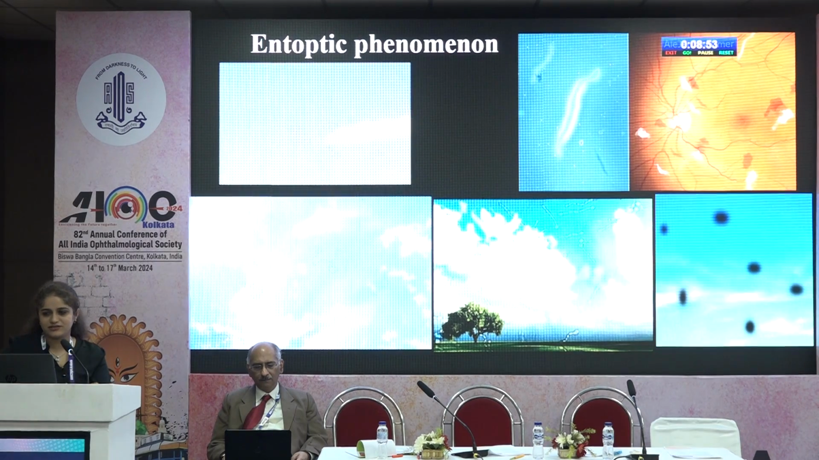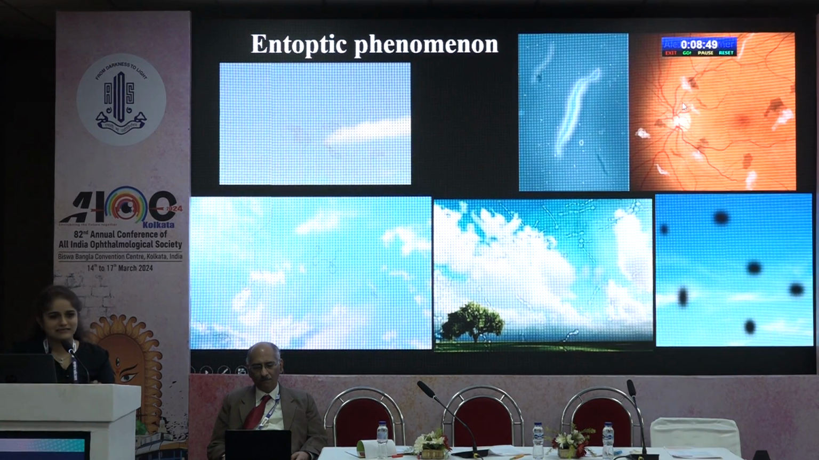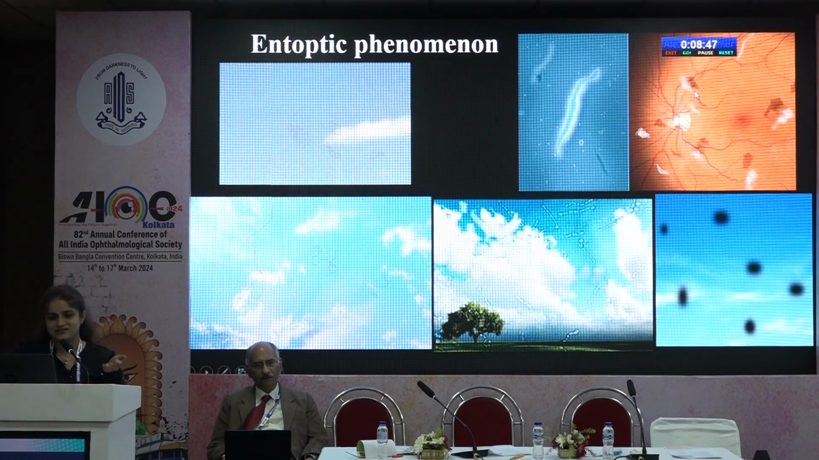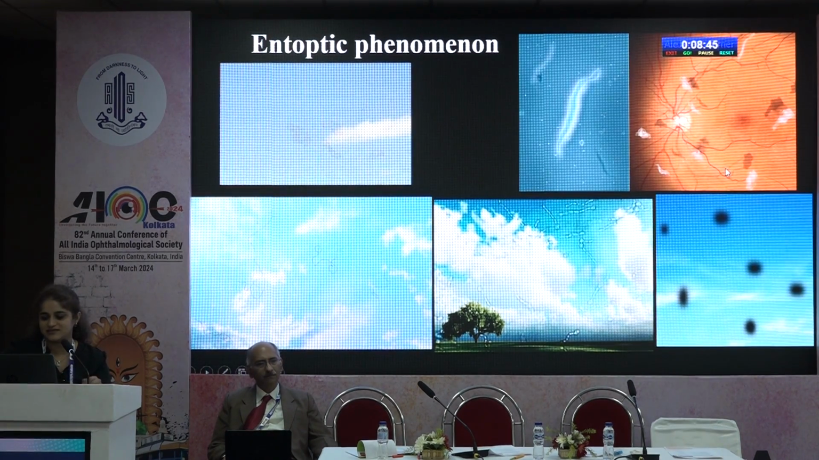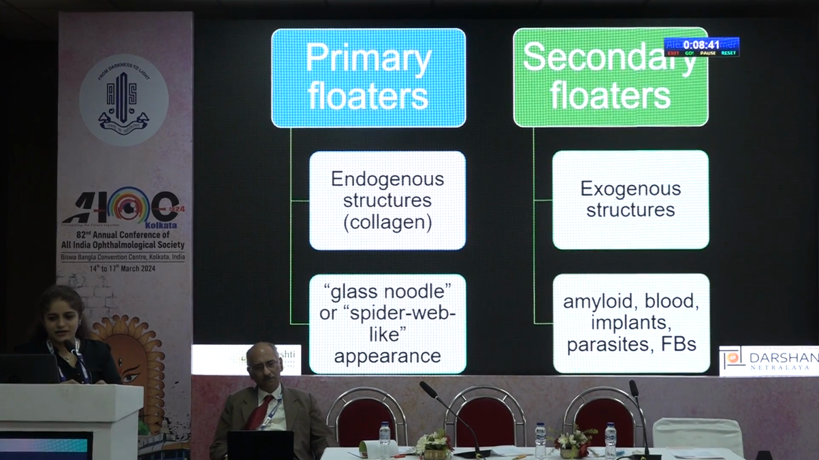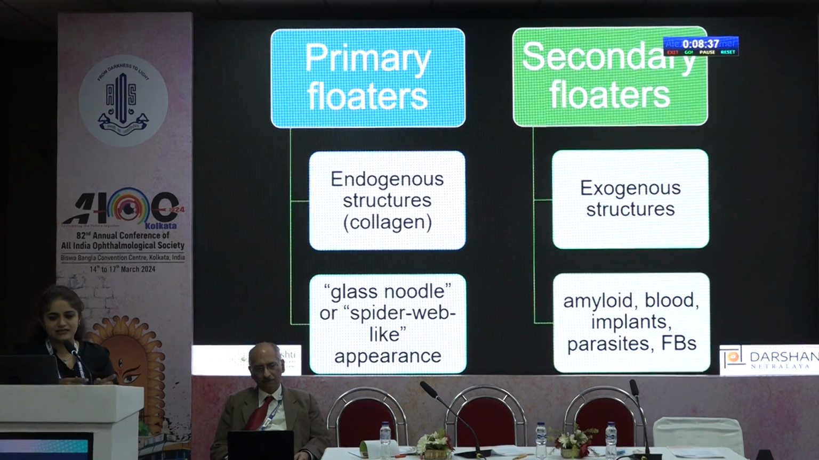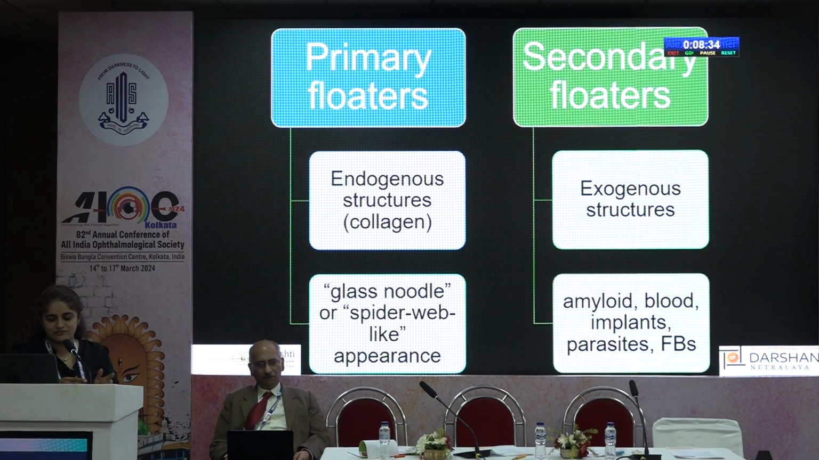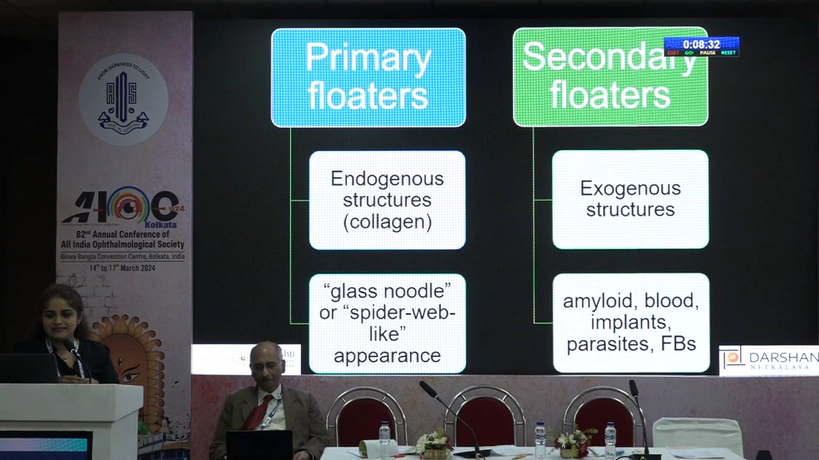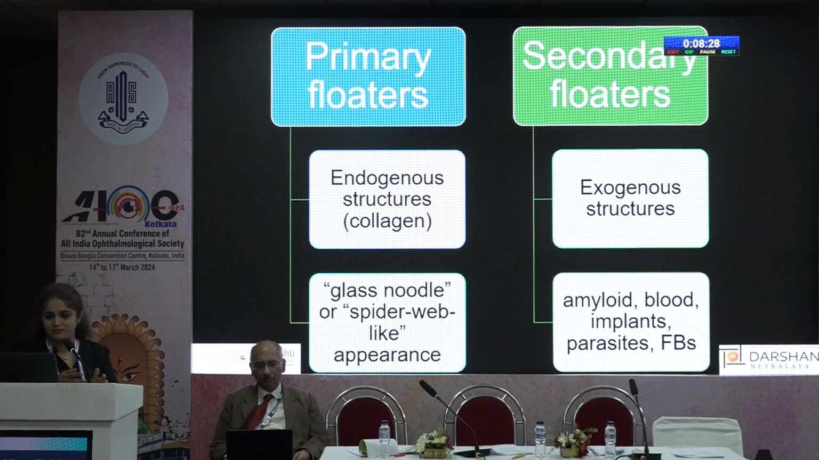So this is what the patient will see, and if you see in this diagram very nicely, it has been depicted how these floaters cast a shadow on the retina which the patient sees in the visual field. So primary floaters are due to endogenous structures of the vitreous, that is the collagen. So the patient will classically complain of glass noodle or spider web-like appearance. And secondary floaters are due to exogenous structures in the vitreous like amyloid, blood, implants, parasites, or foreign bodies.